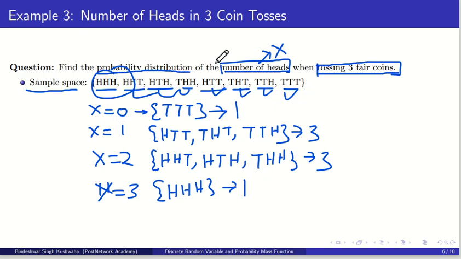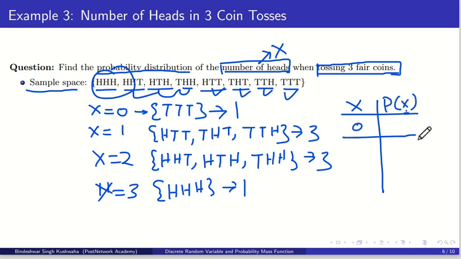So what we need to find? We need to find the probability distribution. So see that here, just draw here the value of x. When x is 0, P(x) here: there is one sample point, one favorable point, and the size of the sample space is 8, so 1 upon 8. For a 1 there are 3, so 3 upon 8.